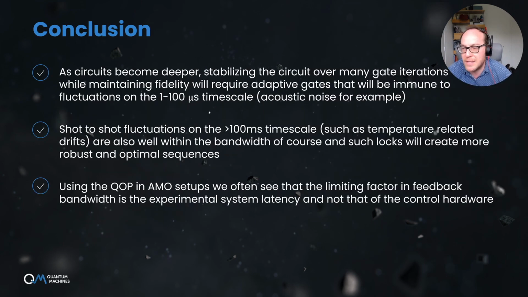The idea is that as circuits become deeper, stabilizing them over many gate iterations while maintaining fidelity will become more challenging and will require some adaptive scheme. Shot-to-shot fluctuations on longer timescales, of course, will be well within the bandwidth. And these capabilities will allow us to increase the fidelities of gates in AMO, I believe, given the very good match between the timescales of gates in AMO, particularly in ions where gates are typically much slower, and the speed of our FPGA-based system.